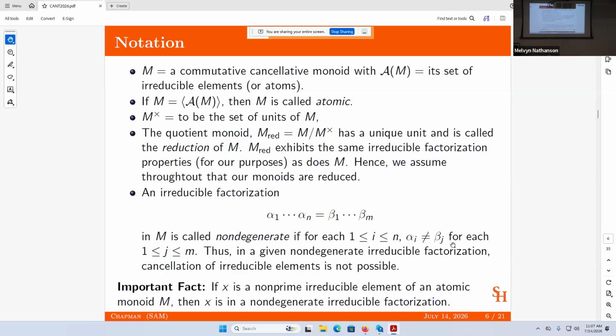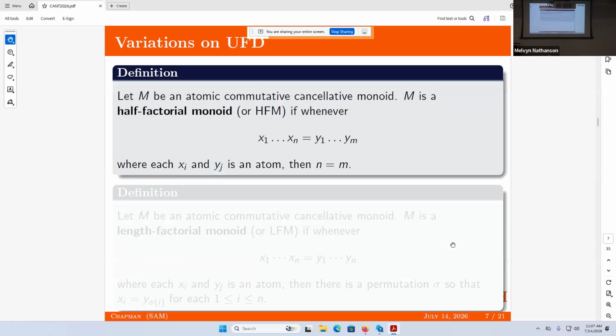Now if you're in a commutative cancellative monoid, every non-prime irreducible is contained in a non-degenerate irreducible factorization. That's going to be important as I move on here this morning. The first definition we saw yesterday in the talks of Alfred and David, but let me review this for a second because it's going to play a role in what I do here today.